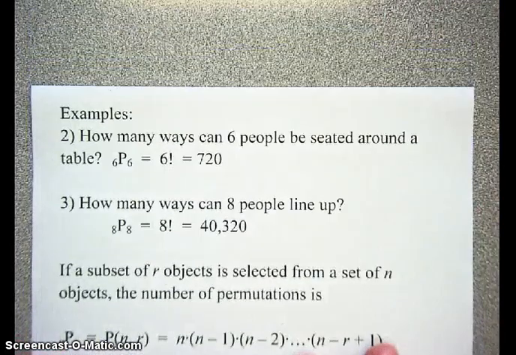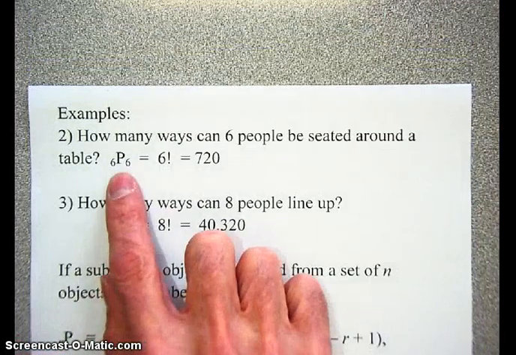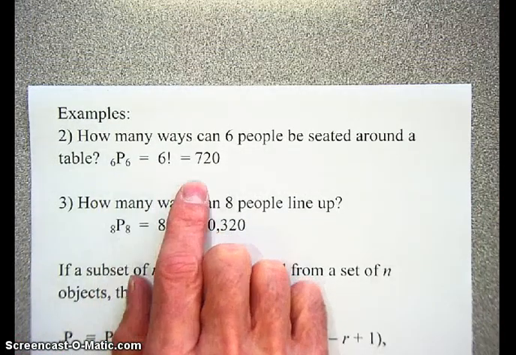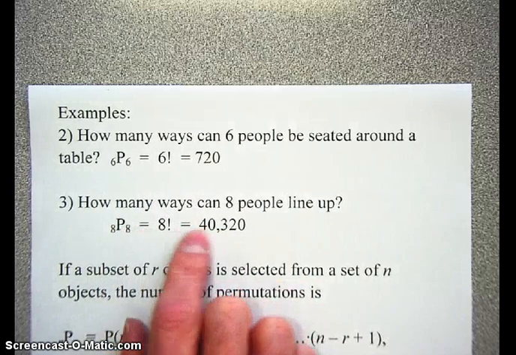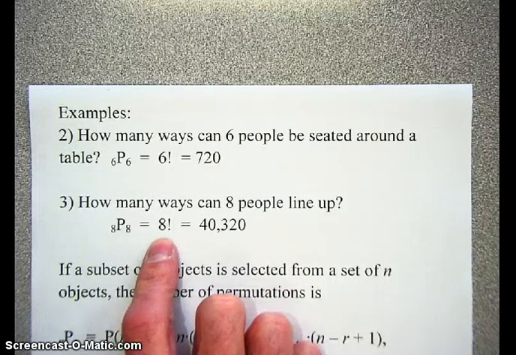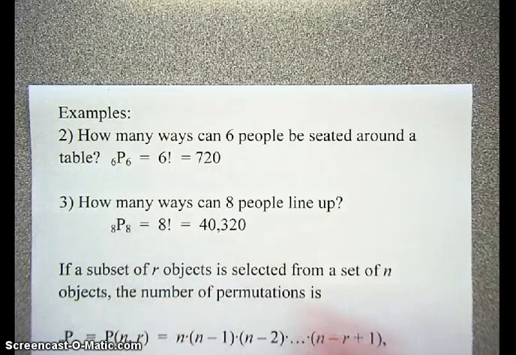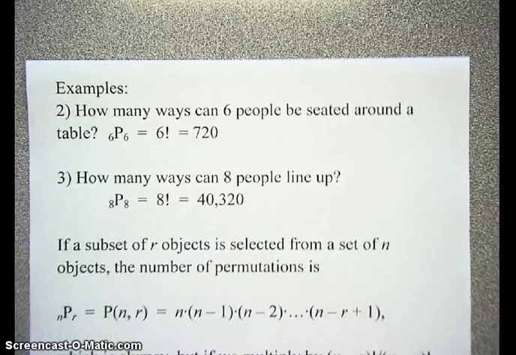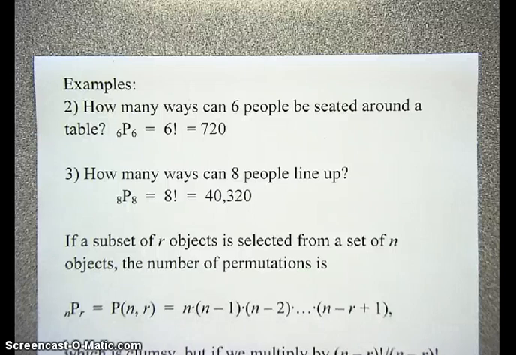Now, if you have 6 people and you want to seat them around a table, well, you can do that 6 factorial ways, which is 720. If you have 8 people and you want to figure out how many ways you can line them up, well, that's 8 factorial ways. 8 people are available for the first position, times 7 who are available for the second, times 6 who are available for the third, and so on. 8 factorial is 40,320.